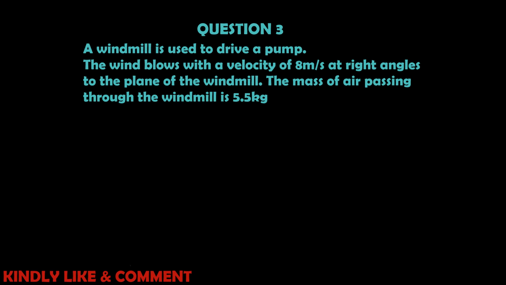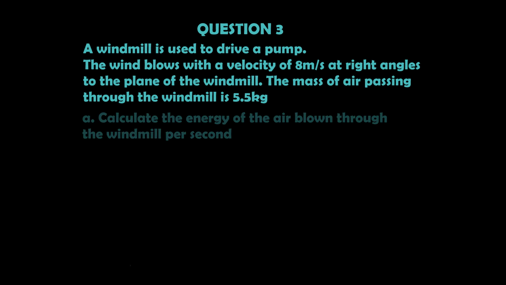A windmill is used to drive a pump. The wind blows with a velocity of 8 meters per second at right angles to the plane of the windmill. The mass of air passing through the windmill is 5.5 kilograms. We have to calculate the energy that is blown through the windmill per second.